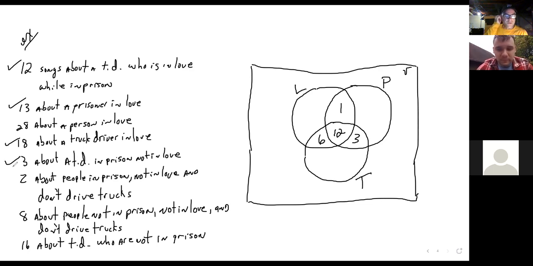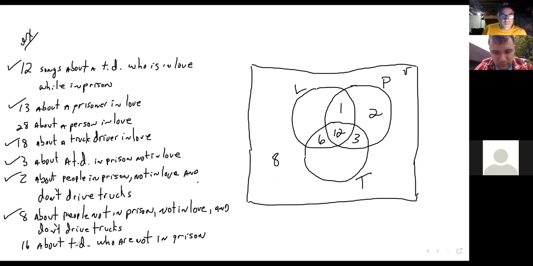All right. So now we got 2 songs about people in prison who are not in love and don't drive trucks. So that's got to be in the set P, but they've got to be outside of the set L and the set T. So they're describing this region only. And so that is 2. And I've used that. Okay. 3 pieces of information left and 3 regions left. I've got 8 about people not in prison, not in love, and don't drive trucks. That's outside of all 3 sets. That's this region, and that is 8. So I've done that one.